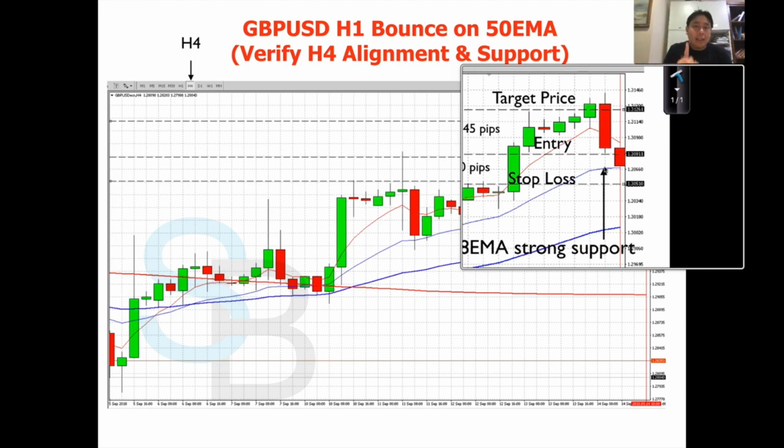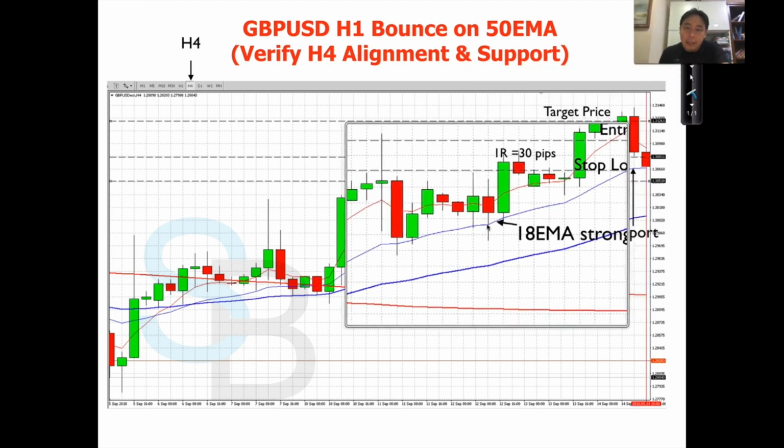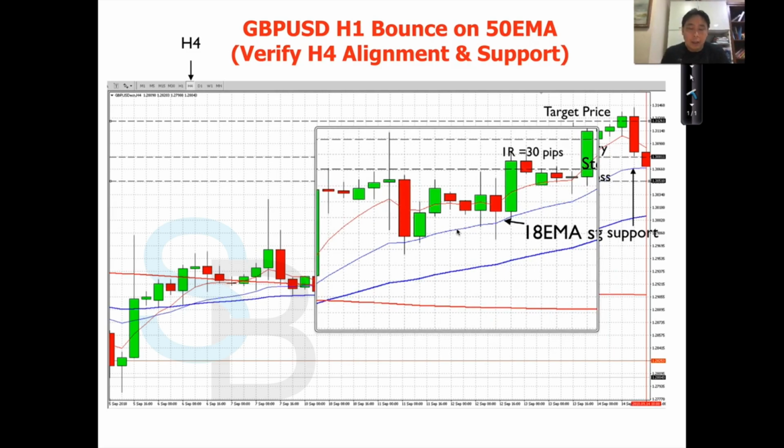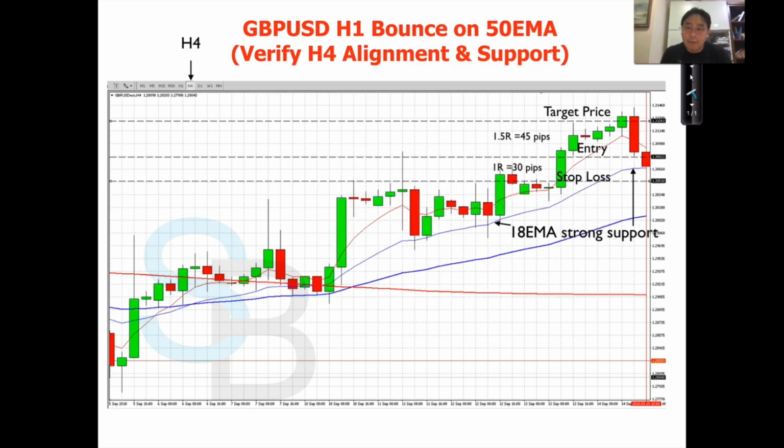Because I want to see that the 18 EMA has been tested before as well. So you can see that over here, the 18 EMA has been a strong support. So that gives me extra confidence that it's a strong support, okay? And this is going to be a support. All right, so the price is likely going to bounce and not hit my stop loss. So in other words, I want to see that there's a support at H1 and a support at H4.